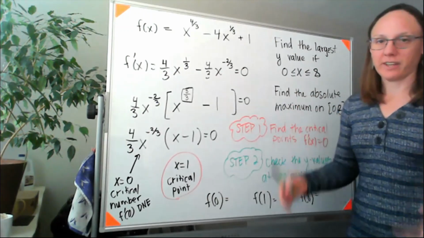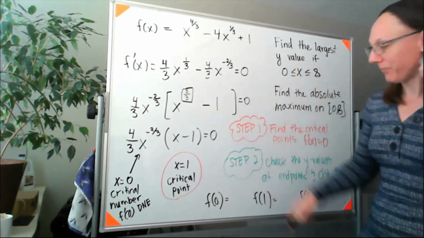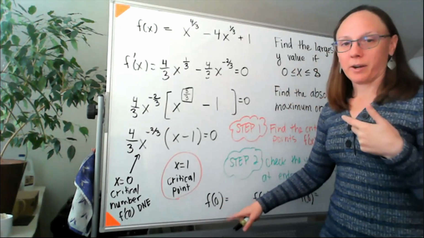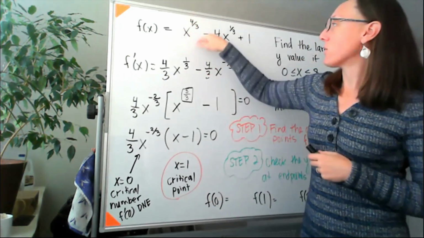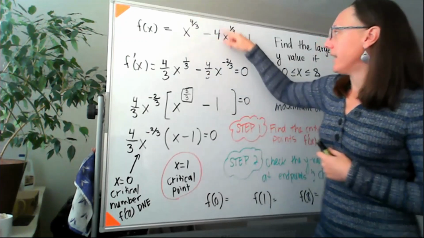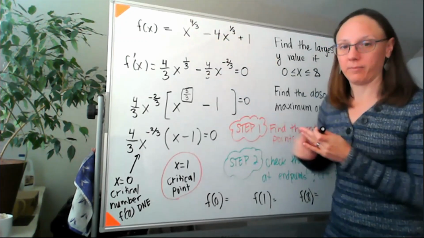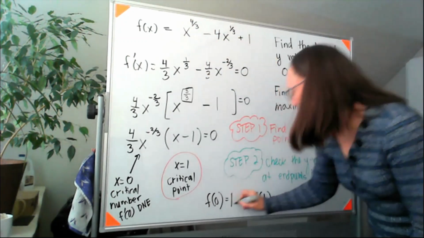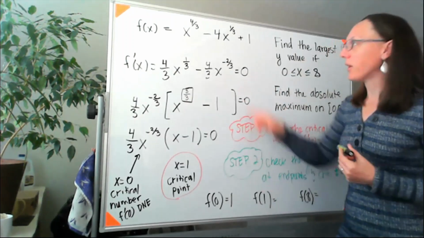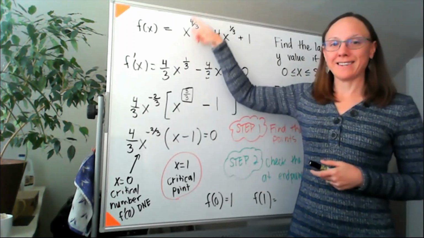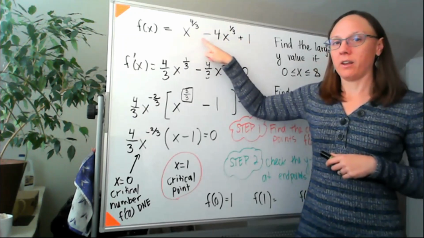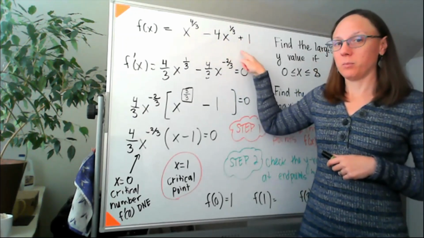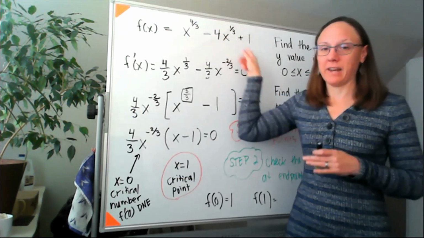I know functionally you get to use a calculator, but I don't want to worry about that. So if I plug in 0, then 0 to the 4/3 is 0, and the other term is also 0, so I get 1. If I plug in 1, 1 raised to any power is just going to be 1. So I've got 1 minus 4 plus another 1. It's going to be -2.